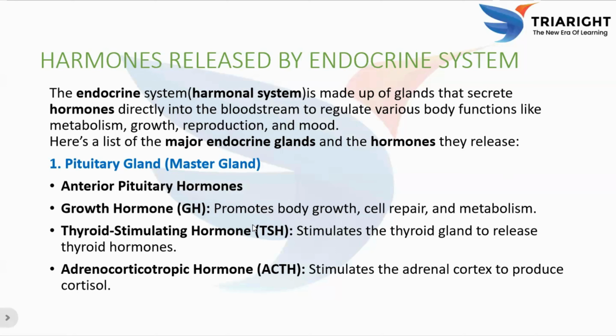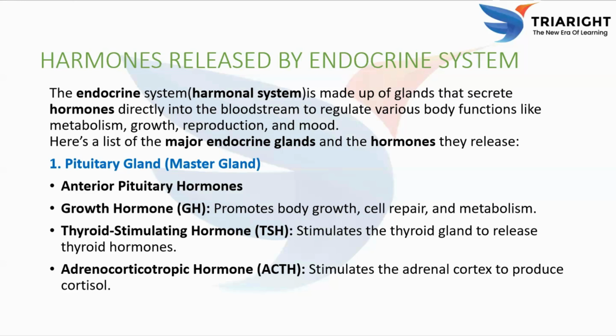Growth hormone. What does growth hormone do? It promotes body growth, cell repair, and metabolism. It helps the body grow and repair tissues. It also helps metabolism by increasing protein production and fat breakdown. If too much growth hormone is produced, gigantism in children or acromegaly in adults can be experienced. If too little growth hormone is produced, it results in dwarfism.